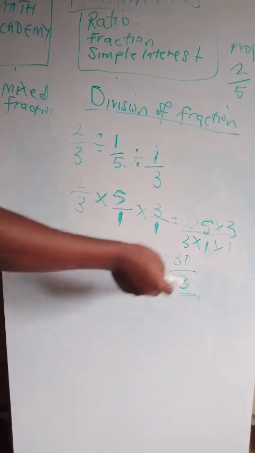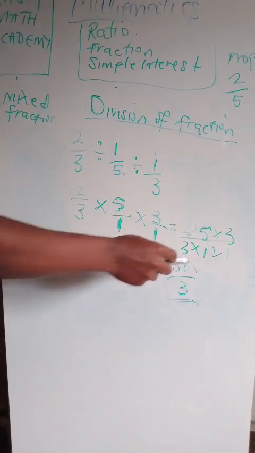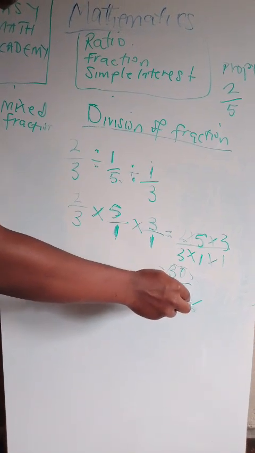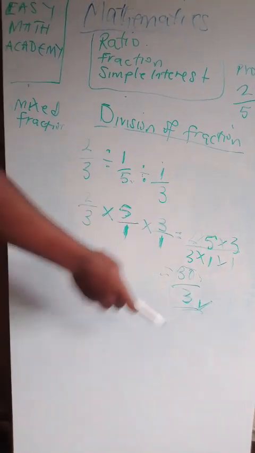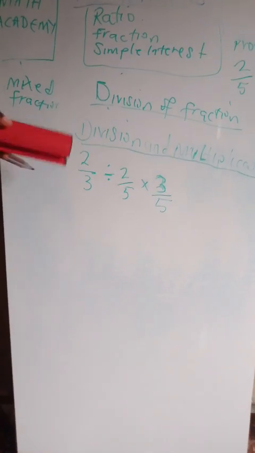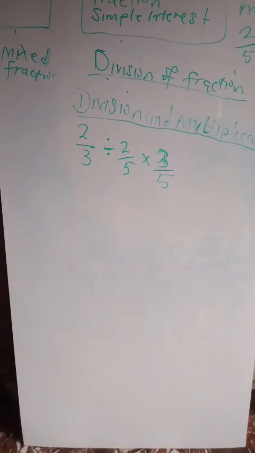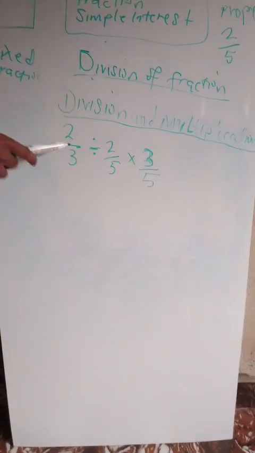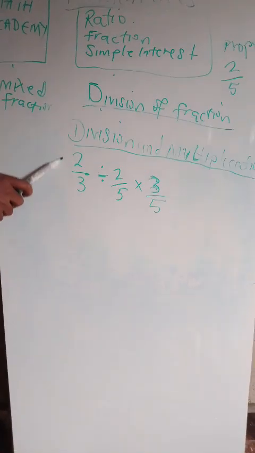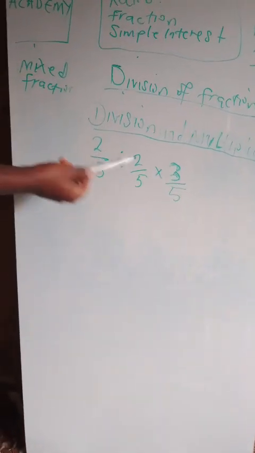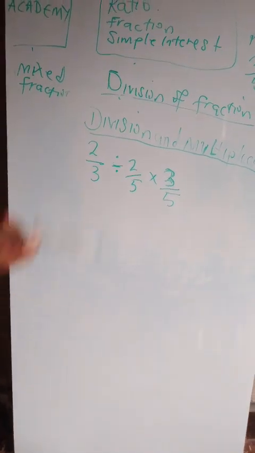You can still divide it, but even if you leave it like this, the answer is still correct. So in this case now we are going to leave it here, and this is our final answer. So guys, as you can see, this is the easiest way to solve a division and multiplication of a fraction. So in this case, in our last class, we thought about division entirely, but here now we are trying to merge division and multiplication together.